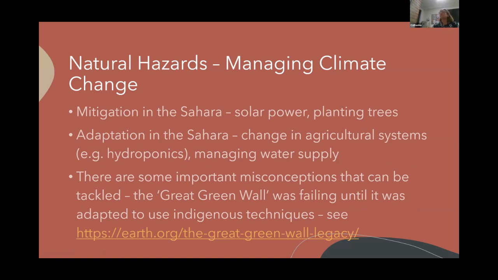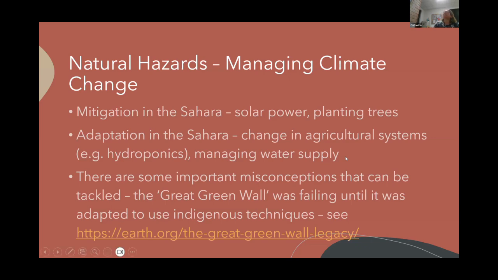And there's also a great opportunity to tackle misconceptions. For example, the Great Green Wall, that project was failing because the idea of just plonking trees everywhere was not working. It wasn't until indigenous techniques for growing the trees started to be used that they started to see success in this project. So we can tackle some of these misconceptions as well.